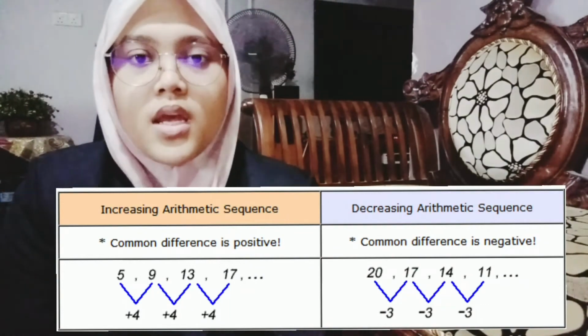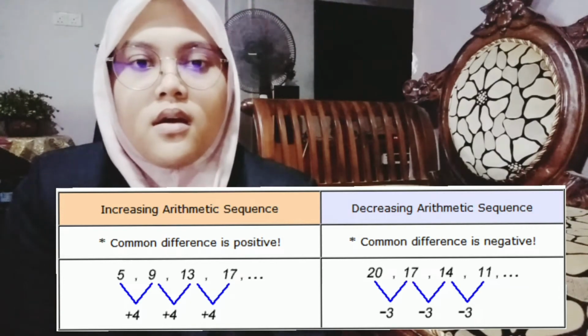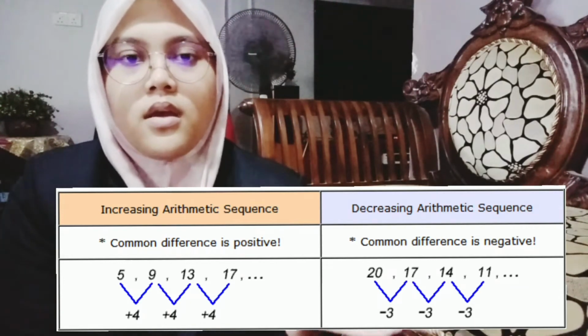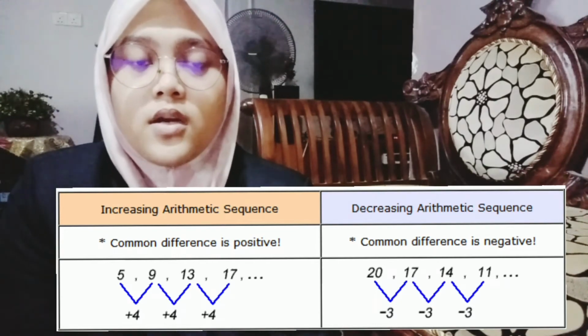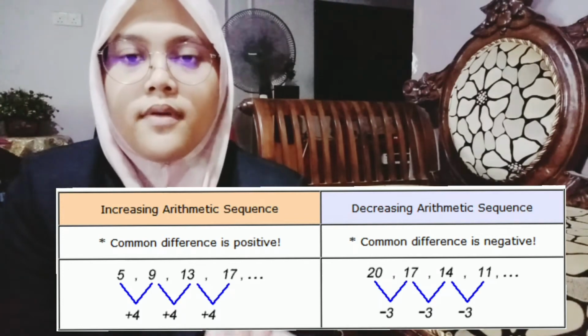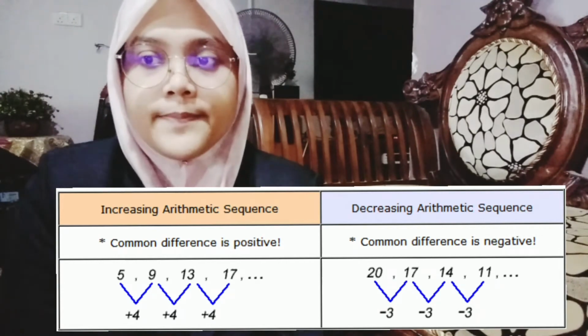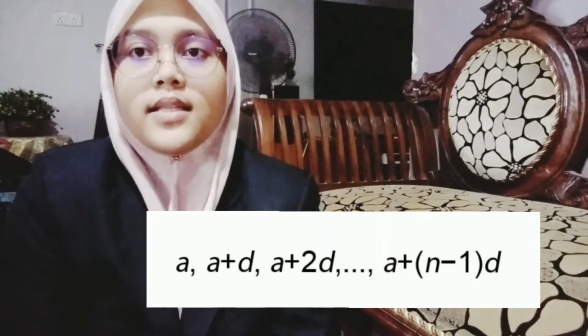As we can see in the picture, the common difference can be positive and also negative. As you can see in the positive, a is 5 and the common difference is 4. And in the negative, a is 20 and the common difference is negative d. We can see that the first term is a and the second term is a plus d, where d is a common difference for the sequence, which can be obtained by subtracting any term from the term which immediately follows it.